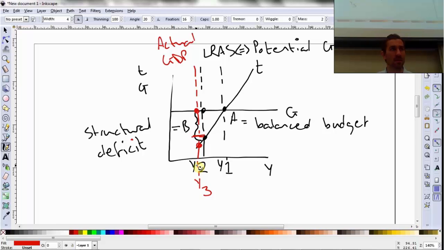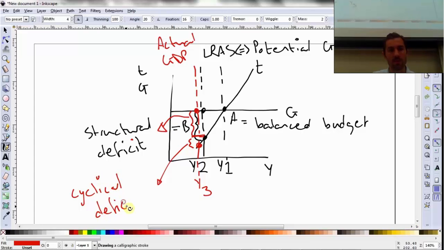Does that make sense? So this portion would be the structural deficit, and this tiny little portion over here, this addition, would be the cyclical deficit. Okay? You happy with that?